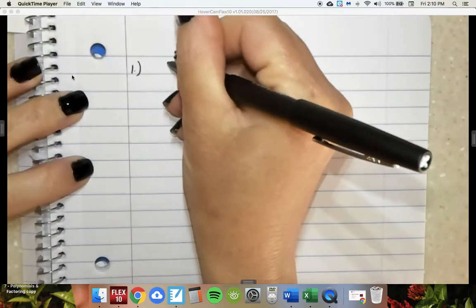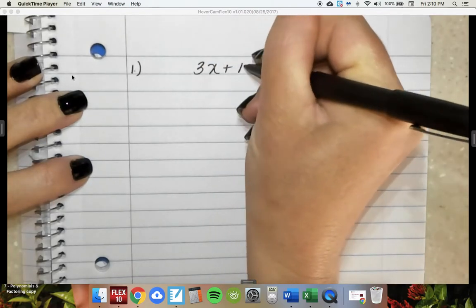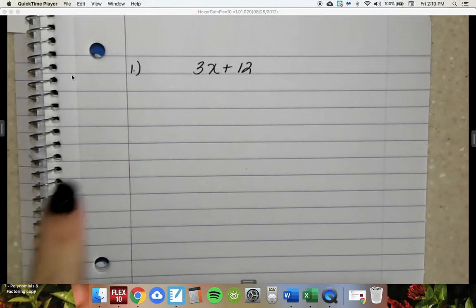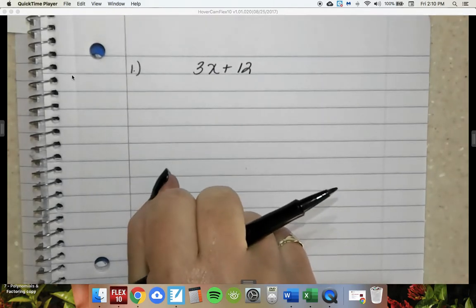Start with 3x plus 12. Now, focusing first on the 3 and the 12. What can you divide them both by? Or what would be a factor of 3 that is also a factor of 12 if you were to break them down into their factors?